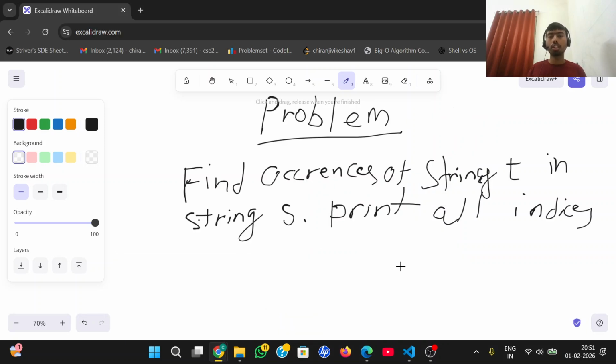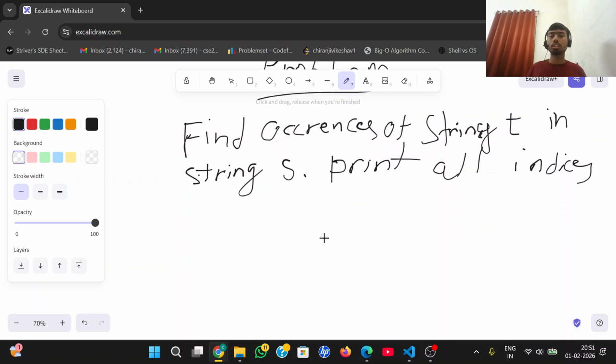So the problem is you have to find occurrences of a string t in a string s. You have to print all the indices, the initial start of the substring. Okay, let's take one example.